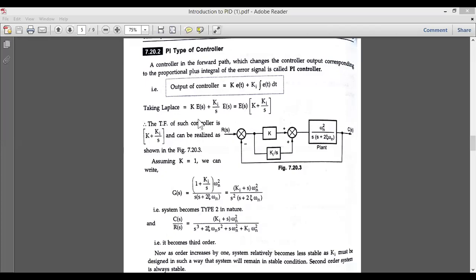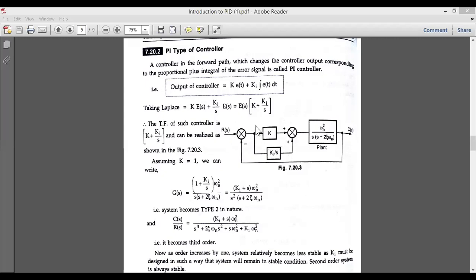And hence this can be realized using this particular figure: this is K plus, in the sense that when two blocks are in parallel we add them. So these two are added up, one is K and the other is K plus Ki divided by s, and you can see the arrow marks of these two blocks are applied to the summing point. If I add these two blocks in parallel, I will obtain K plus Ki divided by s. This is the output of my controller.